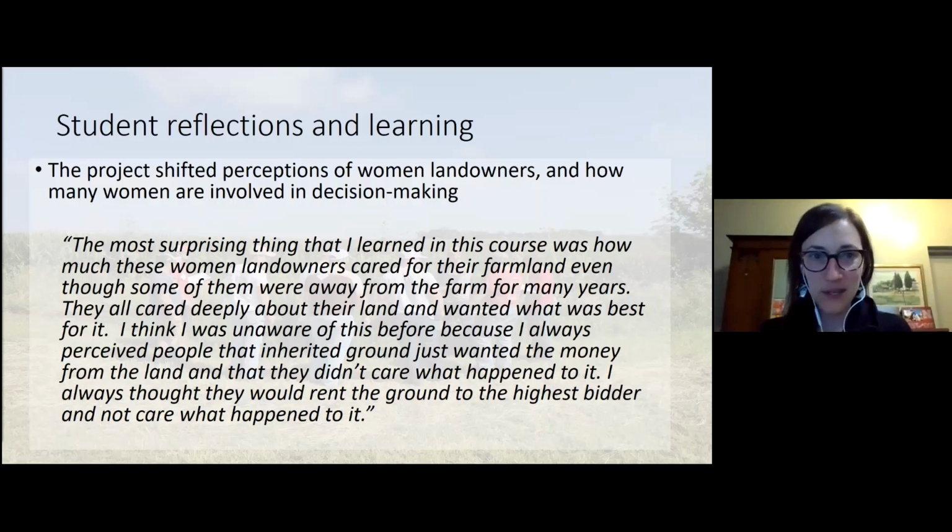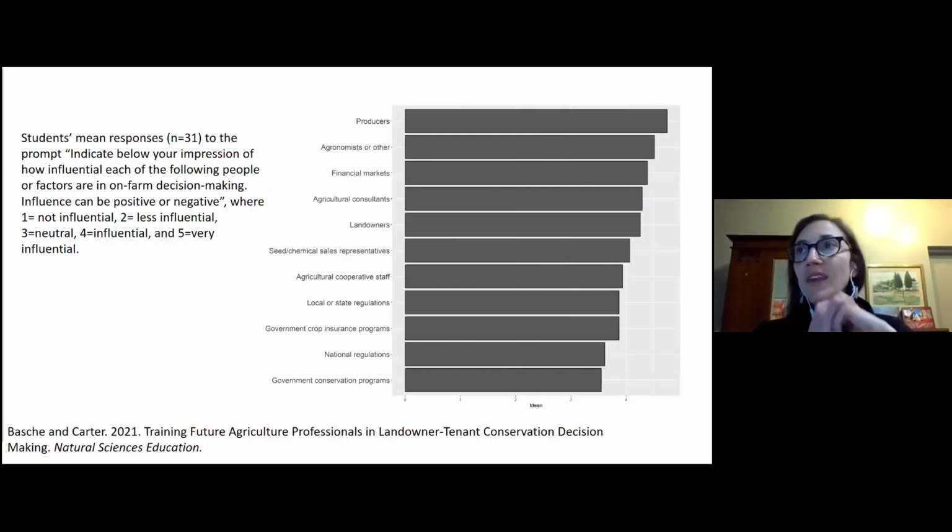I think that is really well said in terms of the role that working with non-operator landowners can have in supporting tenants to diversify or do more conservation. And this is the same prompt that I showed all of you in the poll. These were the students' responses to your impressions. They got to rank them. I didn't ask you to rank them, I just asked you to pick one.